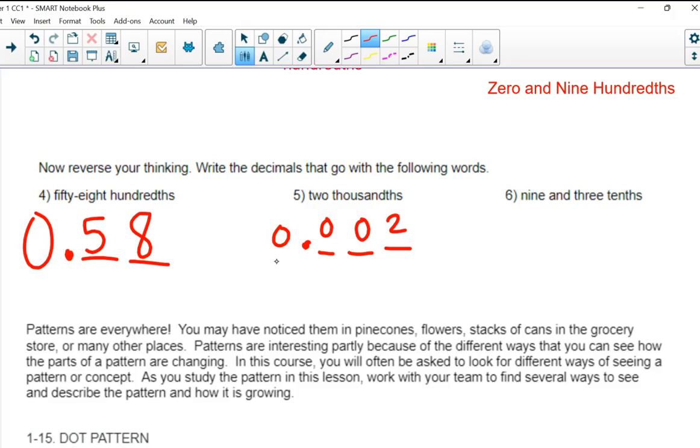Number 6, 9 and 3/10. I see the word "and," so I know I'm going to have something in front of my decimal. And then 3/10, I know tenths is just one place behind. So 9, and is my decimal, 3/10. And I don't need to put any zeros in there because there are no empty slots. So that's it, 9.3.